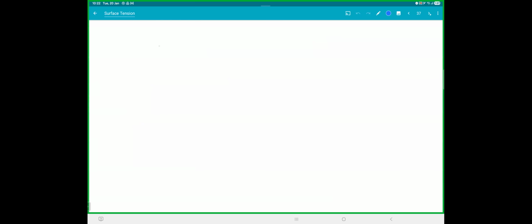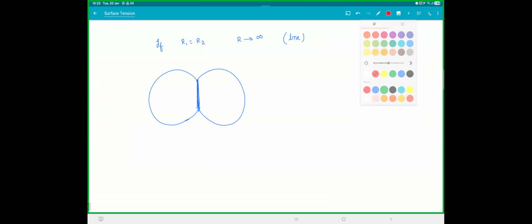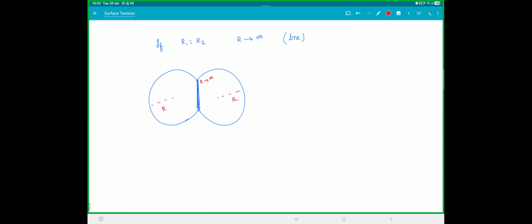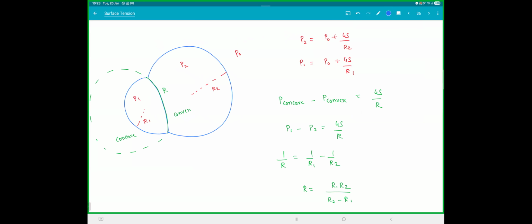And if you take R1 is equal to R2, we get the radius of the interface is infinity. What is infinity? A straight line. Meaning the bubbles will look like this. So the interface will be perfectly a straight line. Yeah. Now, what about the angles here?